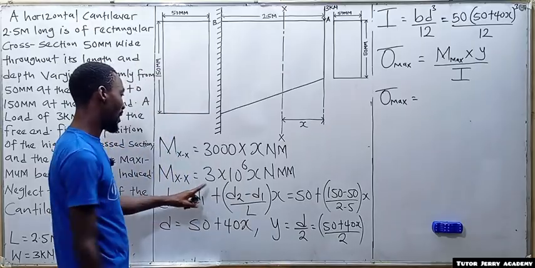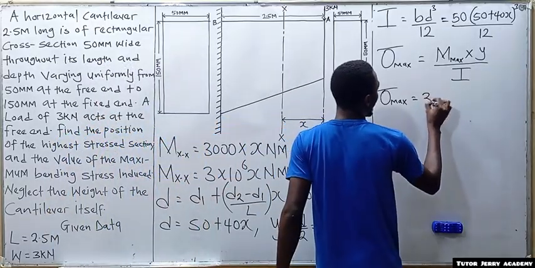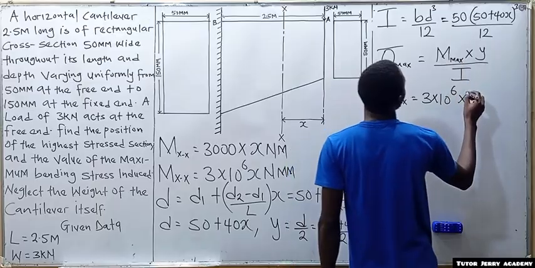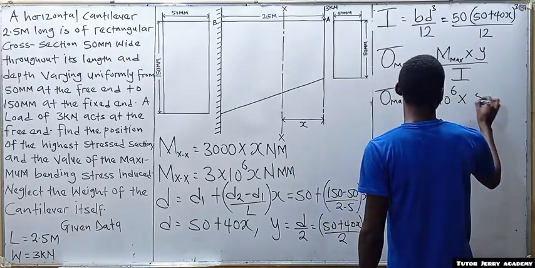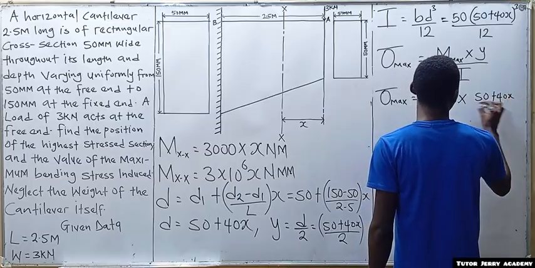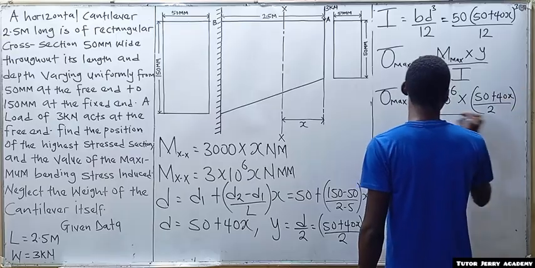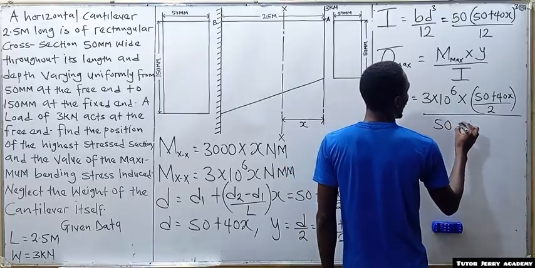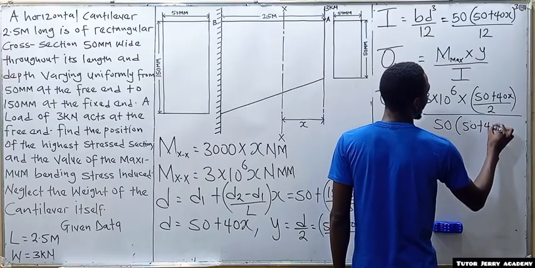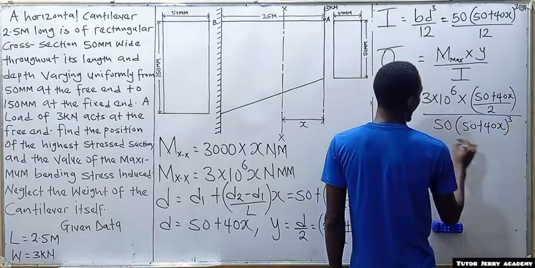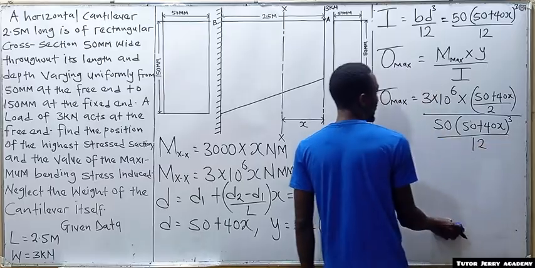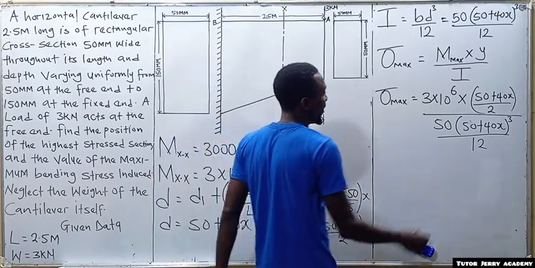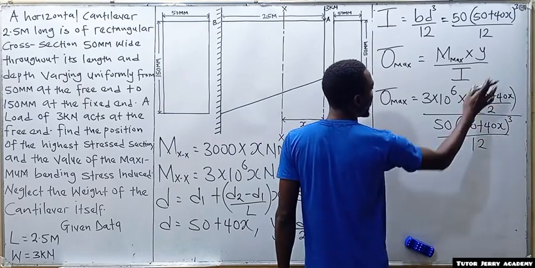So we are going to have 3 times 10 to the power of 6, then multiply by y. Y is nothing but 50 plus 40s divided by 2, then divided by I. Our I is 50 into 50 plus 40s to the power of 3, everything divided by 12. All right. So if we rearrange this, our 2 will come down here and 12 will go back up there.